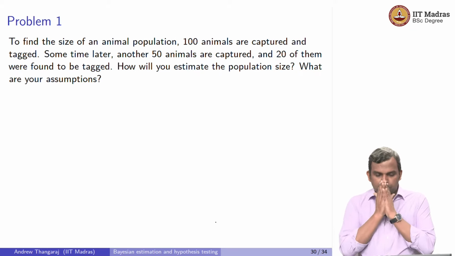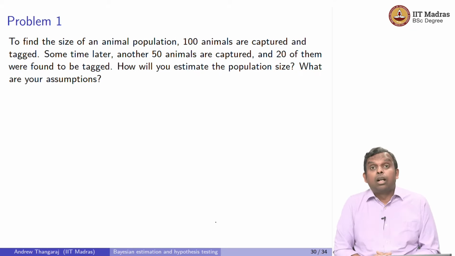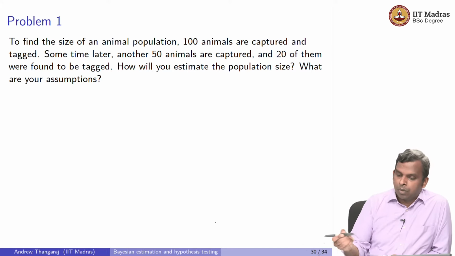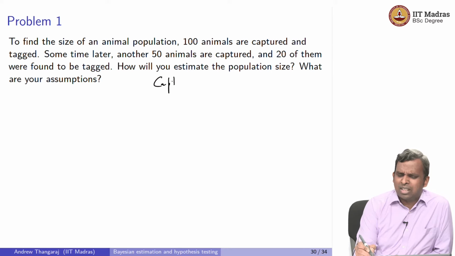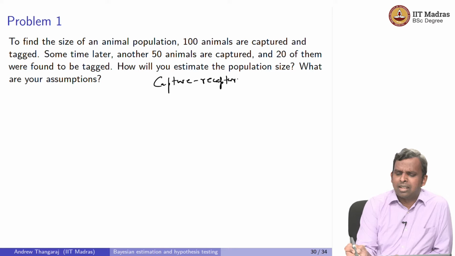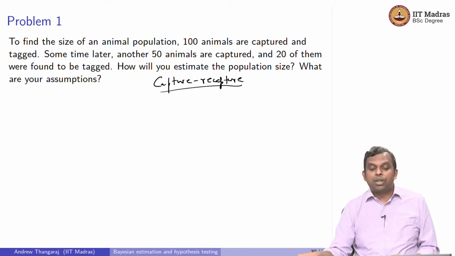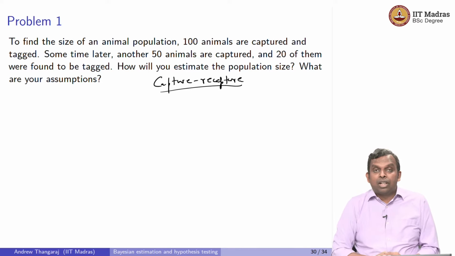So here's a very common problem in an area called ecology, which deals with populations of animals and all that. This method is popularly called capture-recapture. There are lots of other terms for this, but capture-recapture is what I've seen, at least, quite often used. This is a method that people use to estimate the number of animals in any area.